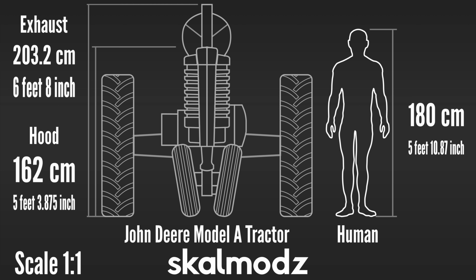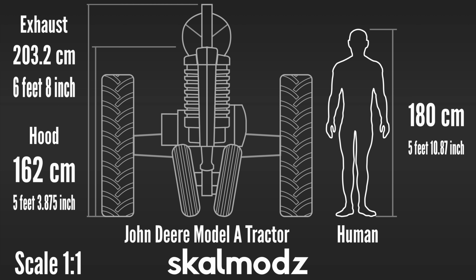In this view, we've added an illustration of a John Deere Model A tractor along with the person. As seen, our person is still 180 centimeters or 5 feet 10.87 inches. The John Deere tractor is 162 centimeters or 5 feet 3.875 inches at the hood. The tractor is also 203.2 centimeters or 6 feet 8 inches to the top of the exhaust pipe. Although these dimensions may not be exact for the tractor, let's just use them for this discussion.